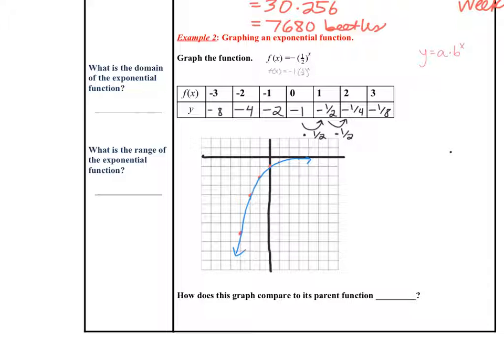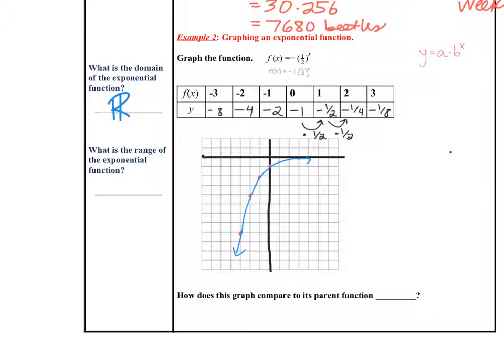Does it ever stop going to the left? No. Does it ever stop going to the right? No. So Jackson, what's my domain? All real numbers. And you can use that weird R. What that means is that it's any value for x.